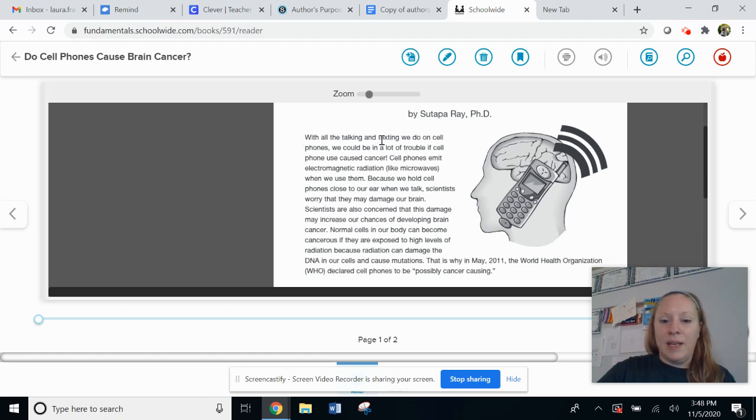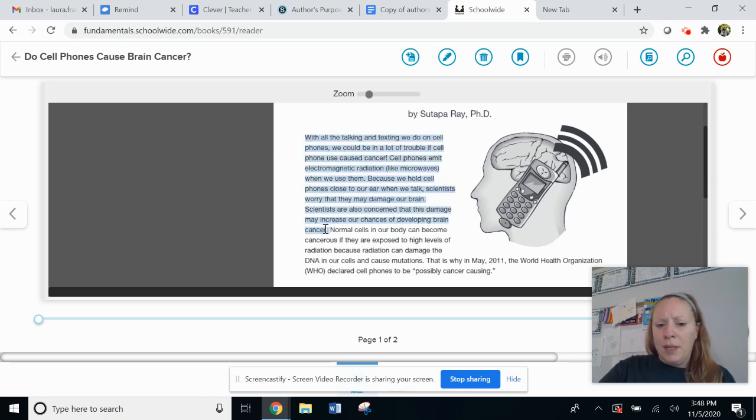With all the talking and texting we do on cell phones, we could be in a lot of trouble if cell phone use caused cancer. Cell phones emit electromagnetic radiation, like microwaves, when we use them. Because we hold cell phones close to our ear when we talk, scientists worry that they may damage our brain. Scientists are also concerned that this damage may increase our chances of developing brain cancer.